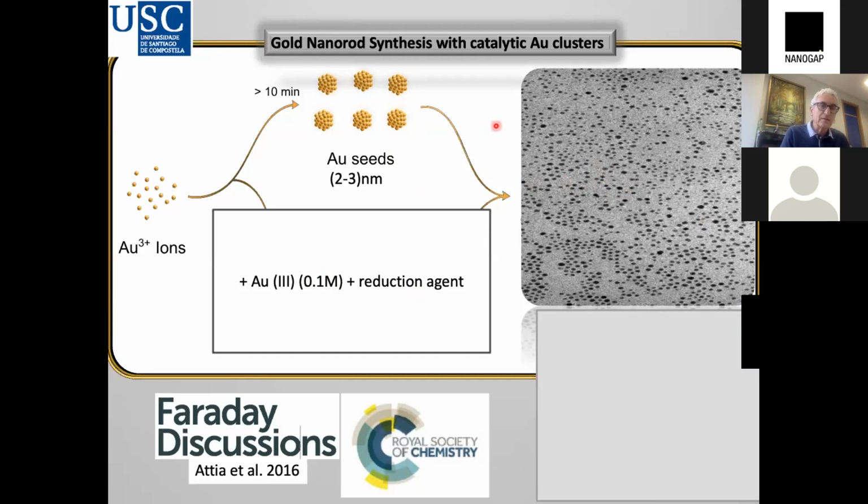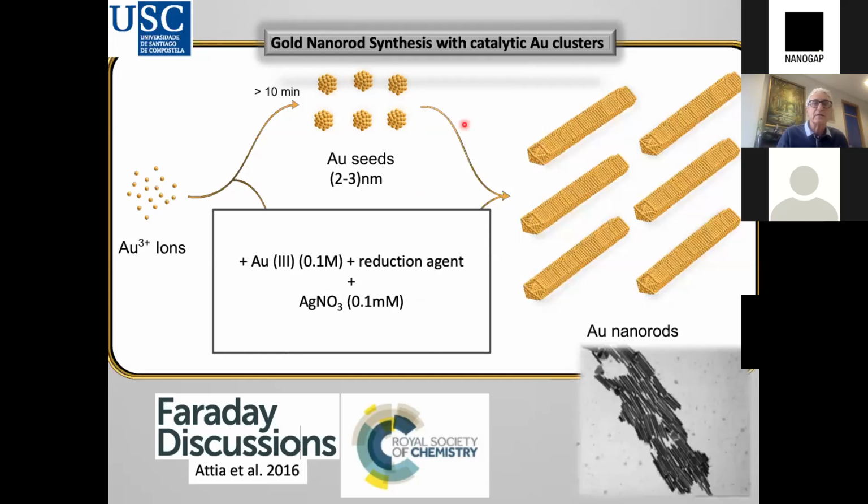What is interesting, and this was discovered by chance, is that if you introduce in this reaction a very small amount of silver ions, 1,000 times less than the gold ions, instead of producing these gold spheres, you produce nanorods. The reason for that was not clear, so first we investigated what happens with these silver ions in this media, and we observed that they do not form nanoparticles; they form clusters.